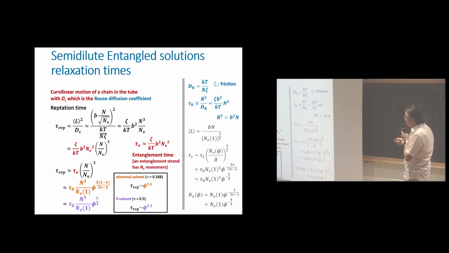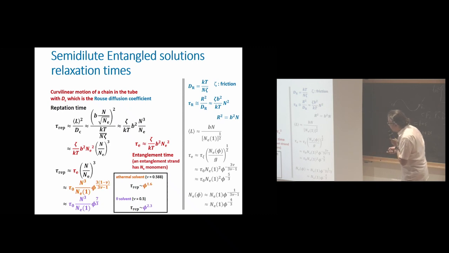Professor Koibi showed that this is kT over n zeta. This is the friction, so each monomer feels the friction, so you need n here. And the tube length is here. I saw that for the melt, but basically it's the same. This is the case for melt. You can use it here, Ne phi. And then we calculate this, and we can rewrite it this way.